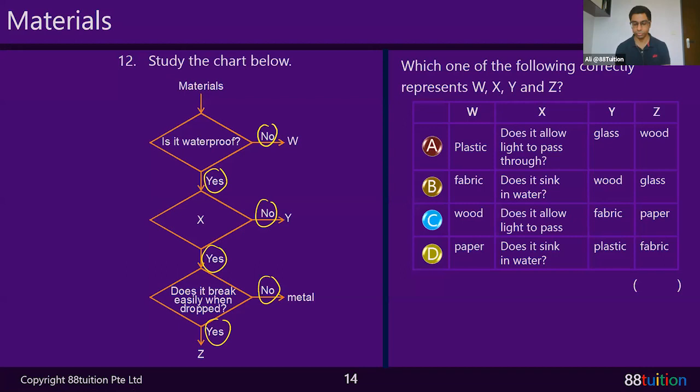So which one of the following correctly represents W, X, Y, and Z? They're actually giving you a lot of work. This is not easy, okay? That's why I'm going to discuss this. Firstly, you need to know some answers for W, some answers for Y, and then you need to know some question for X, and you need to know some answers for Z. Can you see where these are placed? Let's pick out another color just so you can see it. W is here, Y is here, X is here, and Z is here.